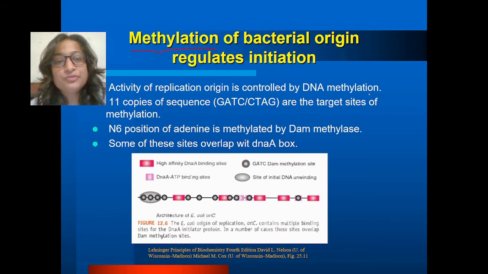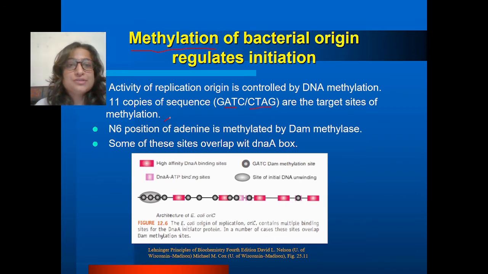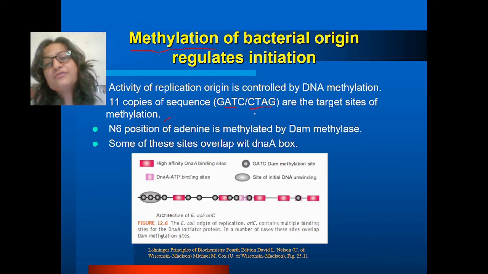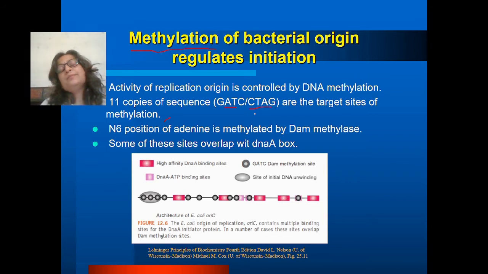And for this, you need to understand that there are 11 copies of the sequence GATC and CTAG at the target sites of methylation. These sequences are present in the repetitive sequences in the ori only. So on the origin of replication, we have repetitive sequences. Part of these repetitive sequences form the target sites for methylation.